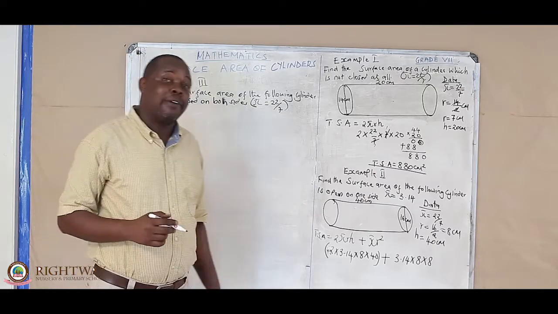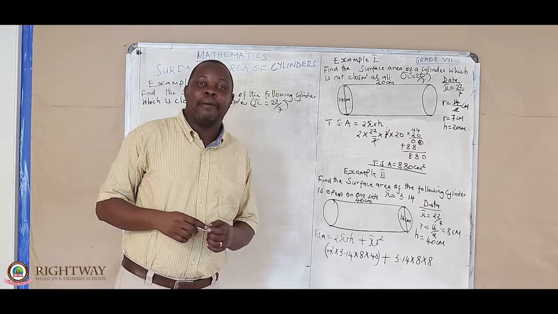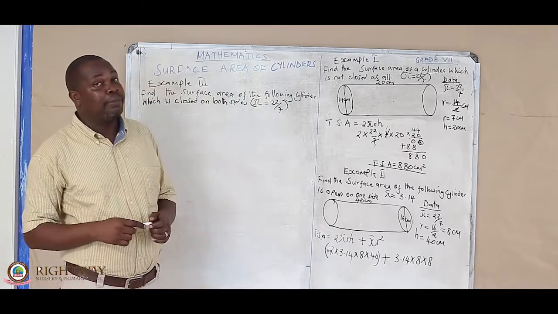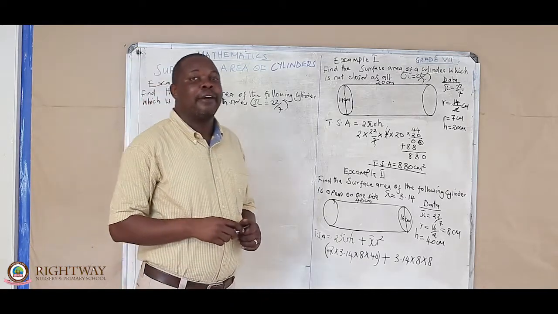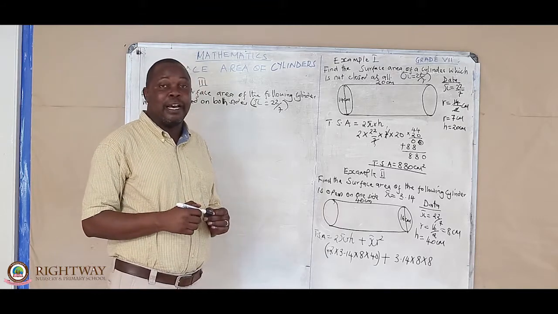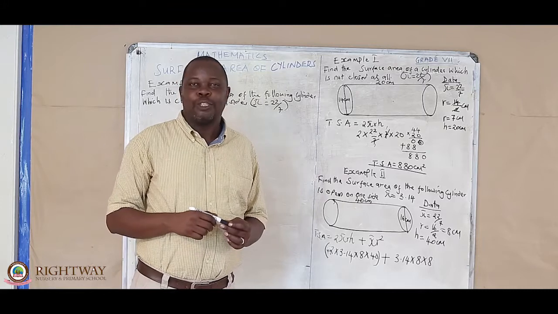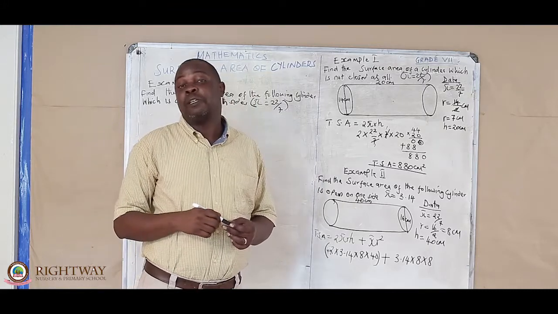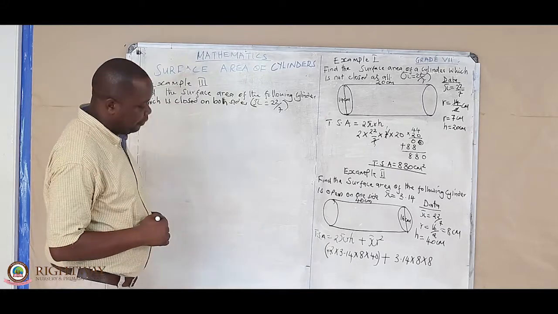Remember always, when having question of surface area, in most cases you will be given the pi to use. But if you have not been given, it is determined by the value of the height, the radius or the diameter. If the diameter is a multiple of 7, that's when you use 22/7. If it's not a multiple of 7, you use 3.14.